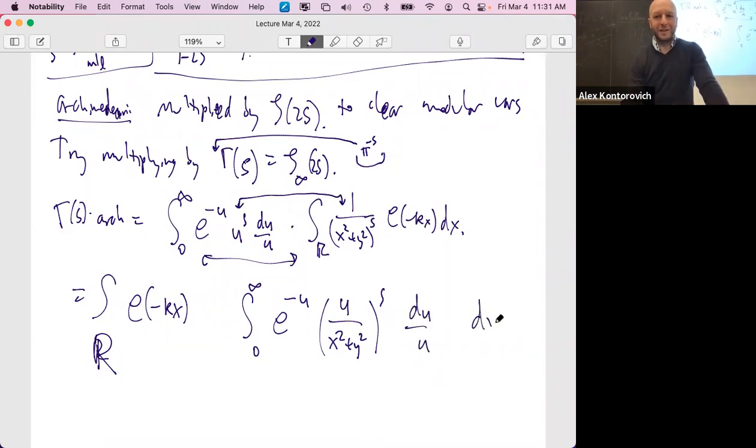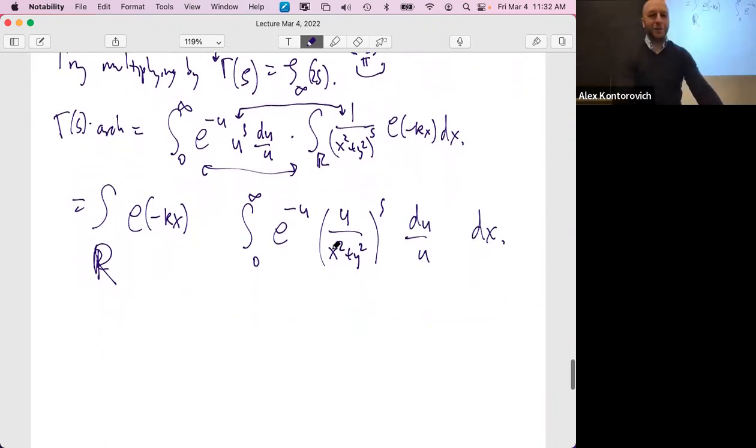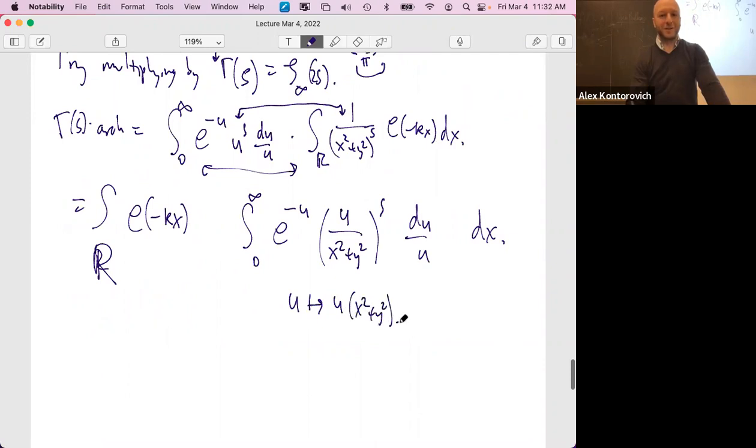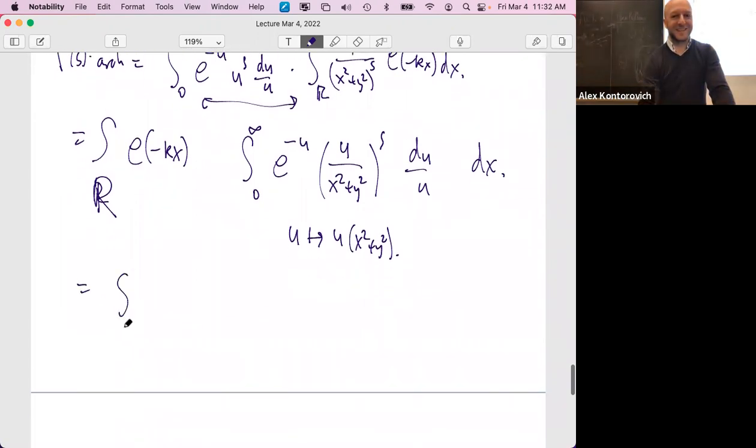Du over u, dx. For any fixed x, I can make a change of variables in u: u goes to u times x squared plus y squared. That will kill this. It doesn't do anything here because of Haar measure. It doesn't do anything on the range, but it puts an x squared plus y squared into the exponential. It always baffles me how powerful these changes of variables can be. It almost feels like there's some other hidden explanation for why this is true.